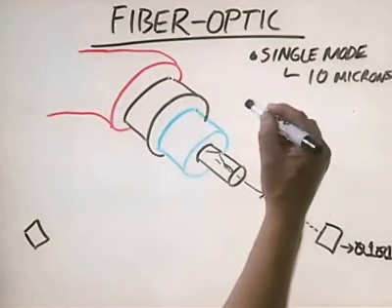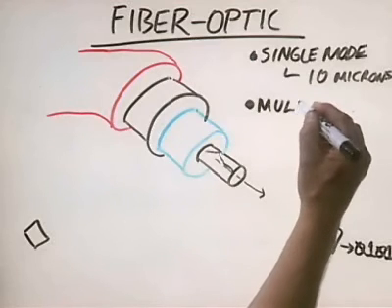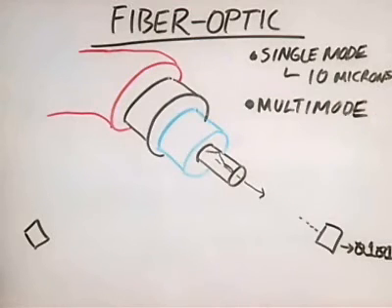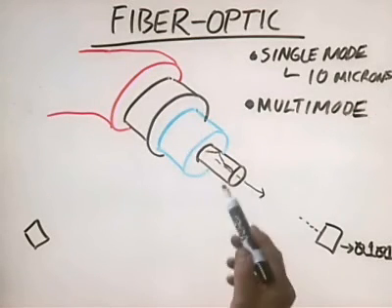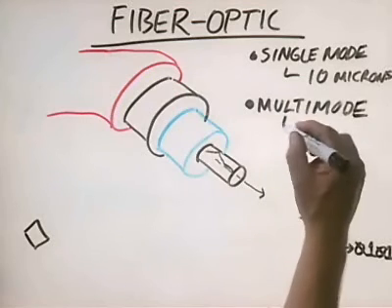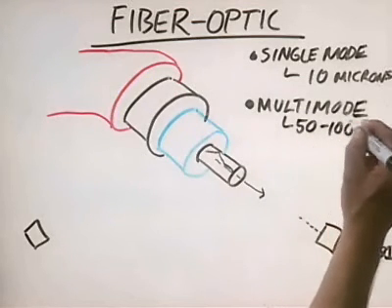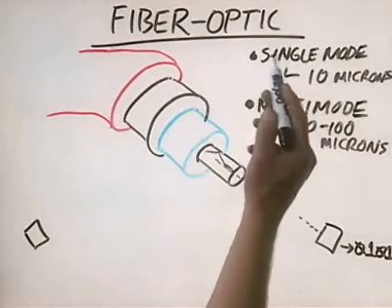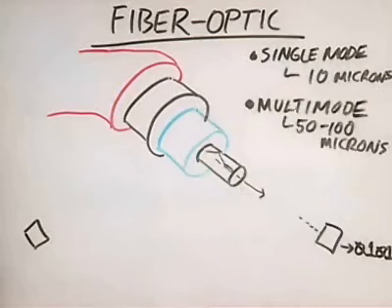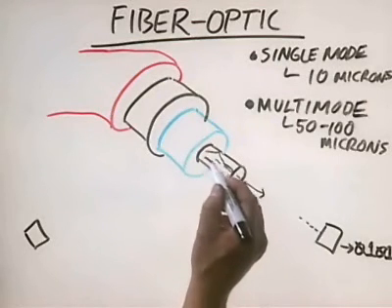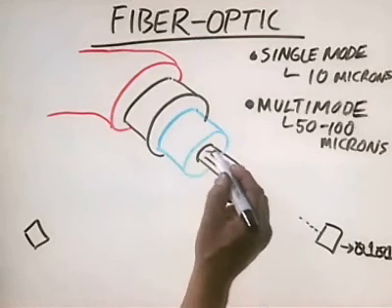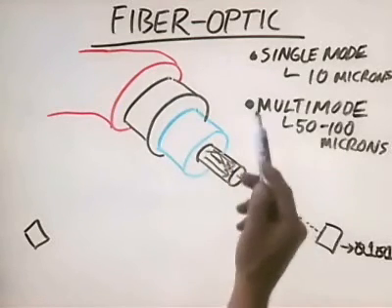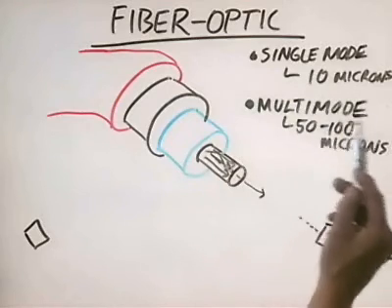There's a second type that's used called multi-mode. Multi-mode fiber uses a much thicker core, between 50 and 100 microns. Single mode, we transmit one ray of light through the core at a time. With multi-mode, we actually transfer multiple rays of light concurrently at different frequencies. That's why we call it multi-mode, multiple modes or multiple rays.